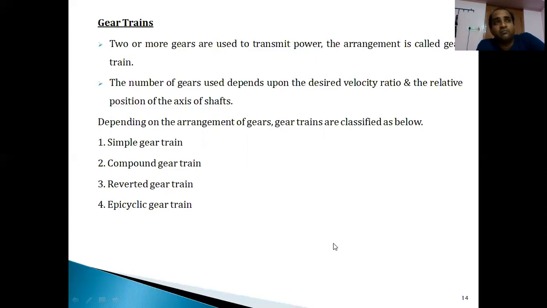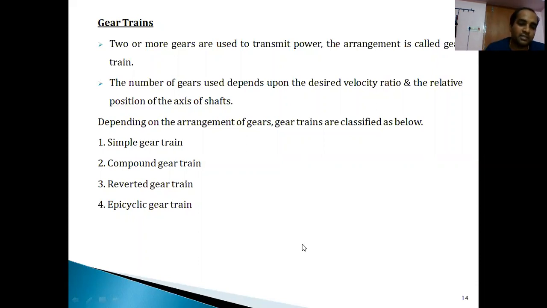The number of gears we decide depends upon the final velocity ratio we need for driving that mechanism, that is the desired velocity ratio, along with the relative position of the axes of the shafts. As I was telling you, we may use parallel, non-parallel, intersecting or non-intersecting shafts. So depending upon the velocity we need, or the position of the shaft we need, depending upon all these factors, we decide how many gears have to be used. Depending upon the arrangement of gears, that is the number of gears as well as how they are positioned on the shaft, we classify them into different types.